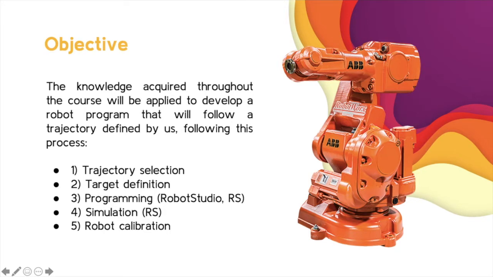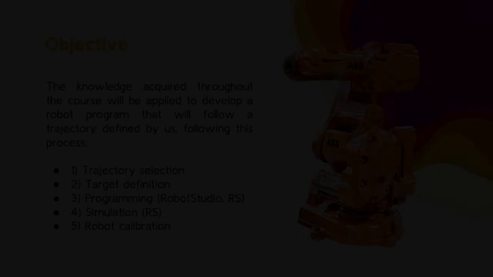First, we'll select the trajectory, then we'll do the target definition, then we'll do the programming in the Robot Studio software, and we'll simulate the program. If we were under normal conditions, we would do the robot calibration as well.